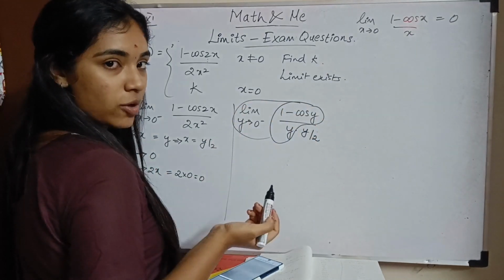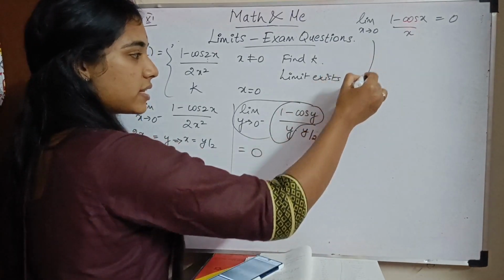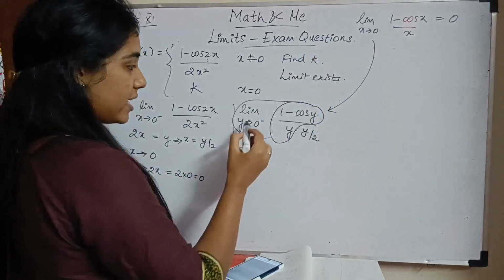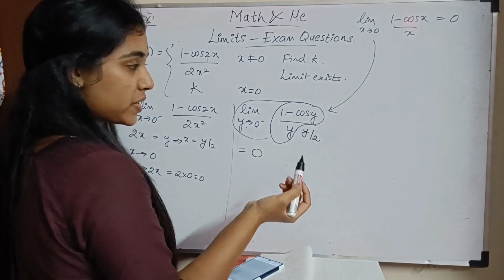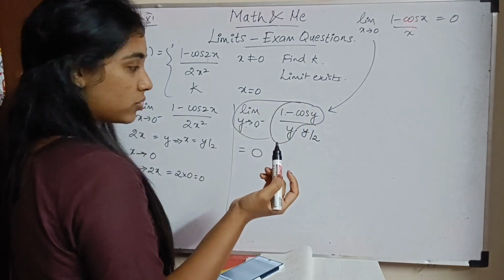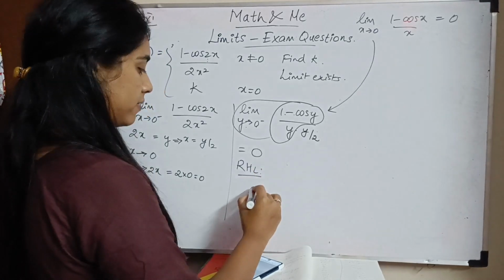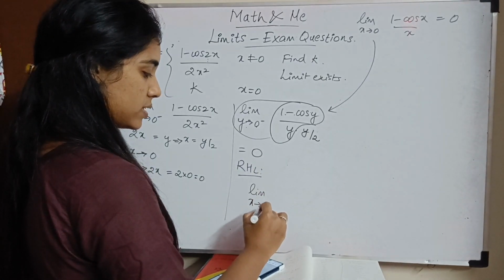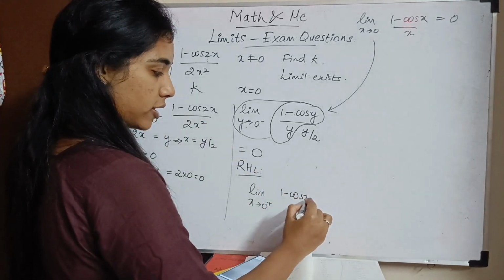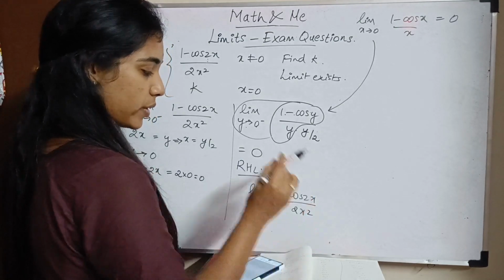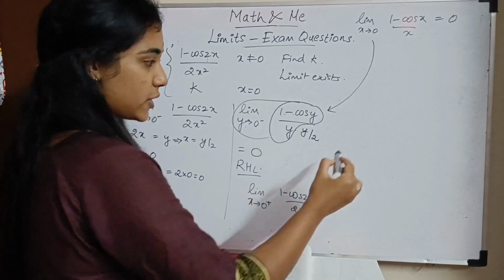What is it? 0. Then 0 by anything is 0. That's all. By using this theorem, we say that limit y tends to 0 of 1 minus cos y divided by y is equal to 0, which means the limit is 0. So the same applies for the right hand limit. What will the right hand limit be? Same. You'll have limit x tends to 0 plus of the same value, again 1 minus cos 2x divided by 2x square. If you write this in terms of y, you'll get the same thing. So again this is also 0.